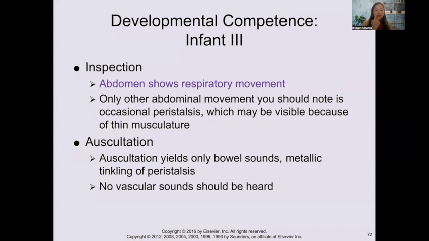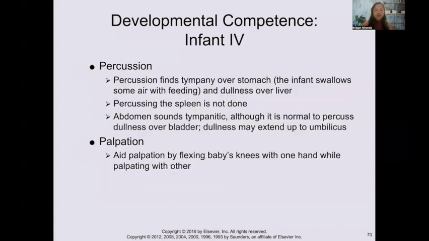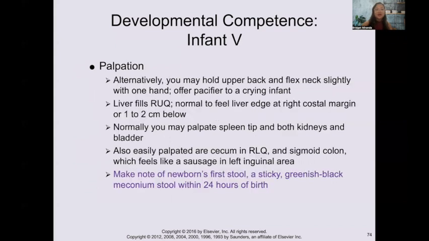For infants, you're going to do the same thing. You're inspecting, you're auscultating, you're percussing, and you're palpating, just the same. But think about the variations because of their size and differences in anatomy. You will also consider their constipation or their stool habits, excuse me, and there could be constipation in infancy and in the neonate.